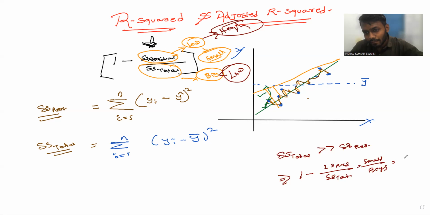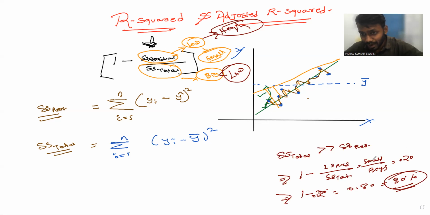Let us assume I'm getting 0.20. So it means 1 minus 0.20, which is 0.80. 0.80 means 80% accuracy. But if this part is very weak, obviously the accuracy percentage will come down. Are you getting it? That is the concept.